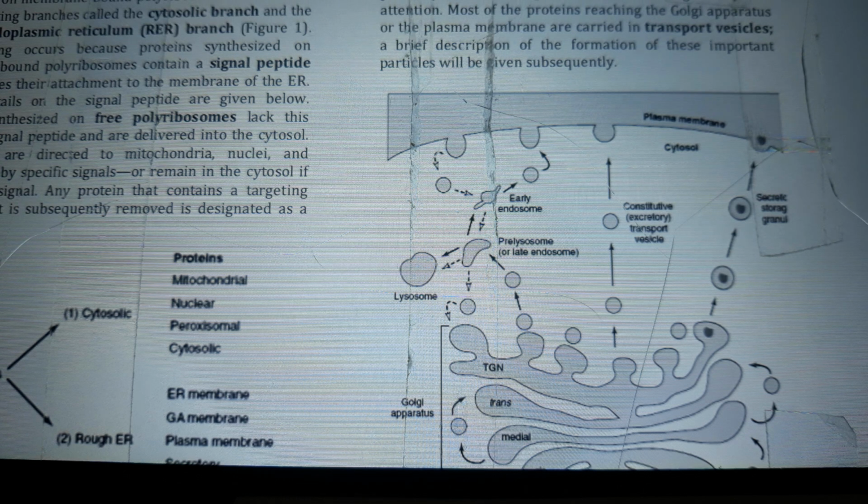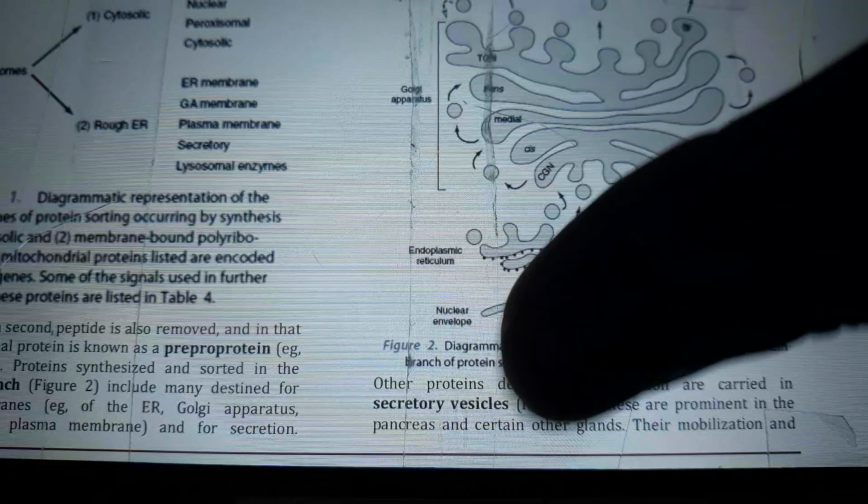Any protein that contains a targeting sequence that is subsequently removed is designated as a pre-protein. I repeat, any protein that contains a targeting sequence that is subsequently removed is designated as a pre-protein.